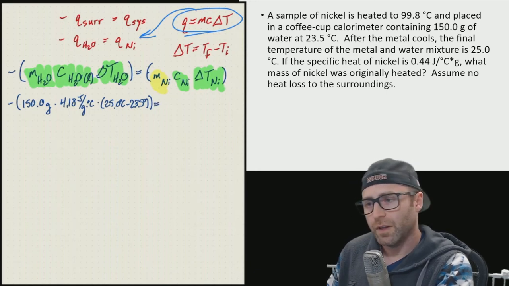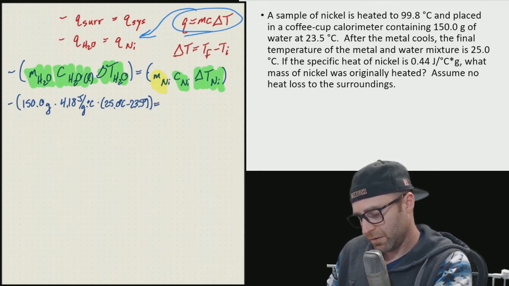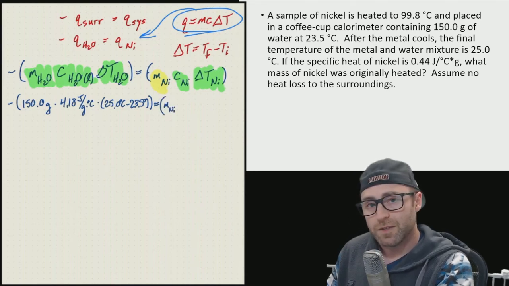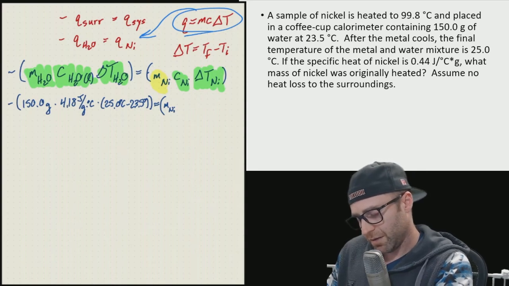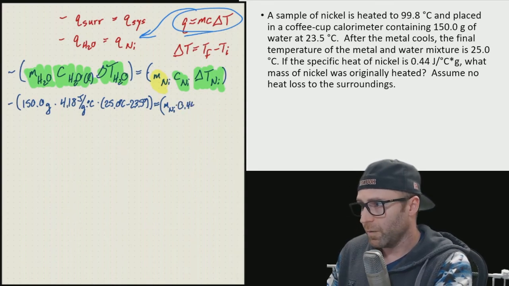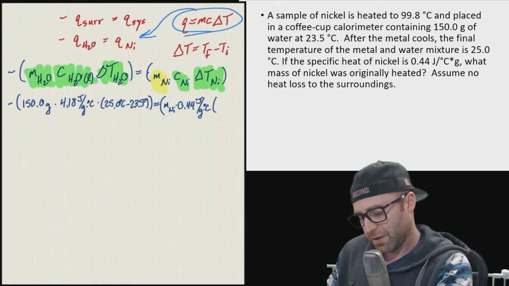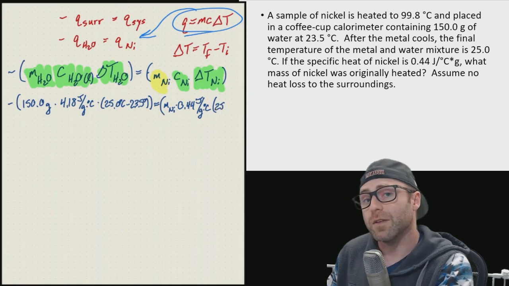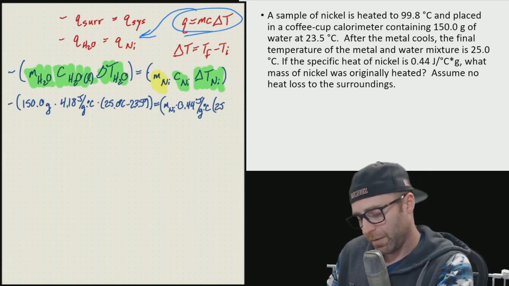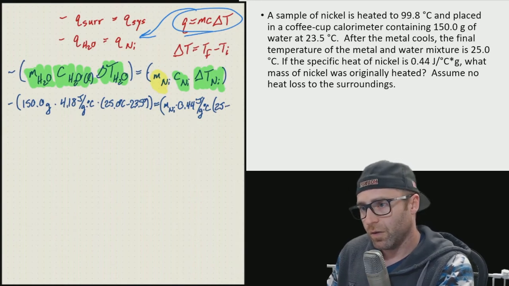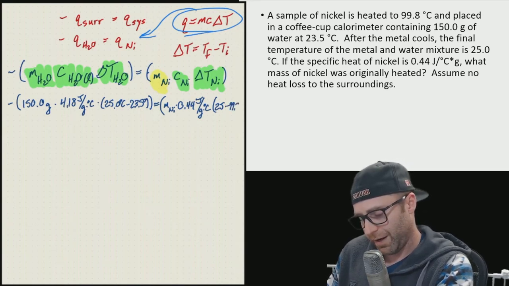Equals, we don't have the mass of our nickel. The specific heat of our nickel was given to us as 0.44 joules per gram times degrees Celsius. And for our change in temperature, it's going to be the final temperature, 25, because that's the final temperature that the nickel had, minus the 99.8 degrees Celsius. I'm kind of running out of room here.